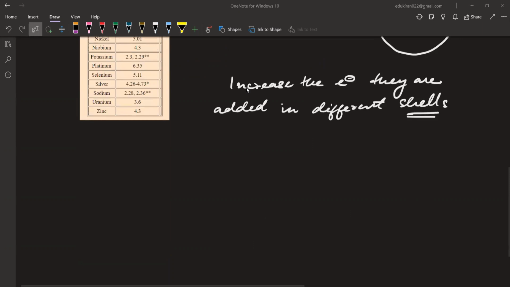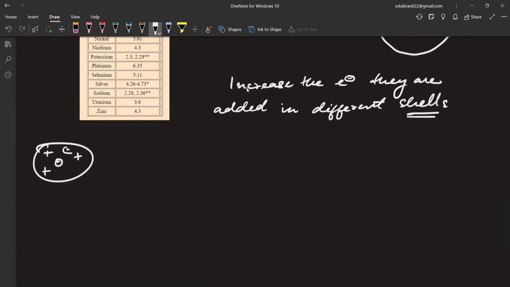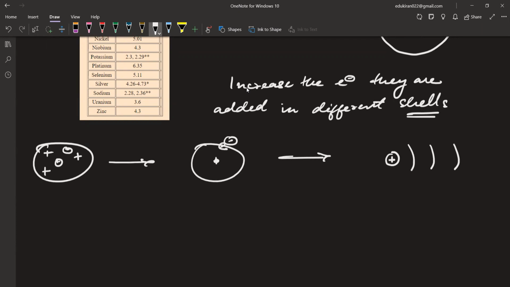Started with the plum pudding model, from the cathode ray experiment of the discharge tube. Then we went to the alpha particles. From the big atom with overall positive charge and some electrons embedded, we came to a very densely packed positive charge nucleus and the electrons revolving around the nucleus. And then we came to Bohr's model, which says that yes, the positive charge nucleus is present, but the electrons are present in different orbits. And as the electrons move away from the nucleus, the attractive force decreases.